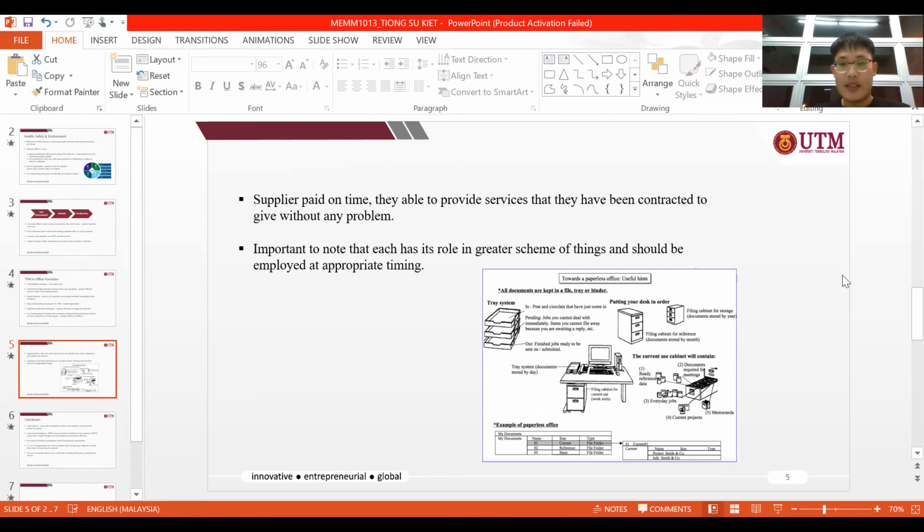As in the figure, we can see all the documents we should keep in the file, or what we call a tray system. At the upper part, we should put the post or circulars that have just come in. In the second tray, we might put all the jobs that we cannot deal with immediately, the items that cannot be filed away because we are waiting for a reply. And in the last tray, we might put the finished jobs that are ready to be submitted.